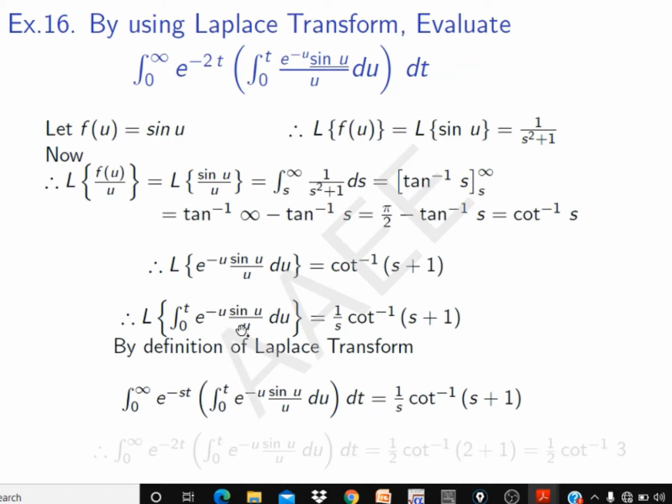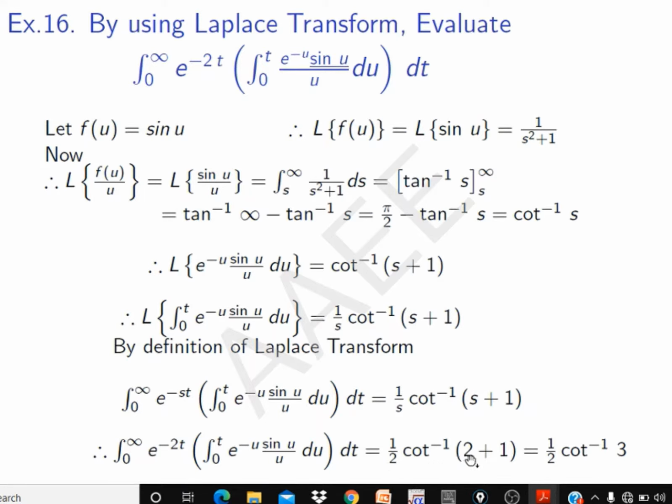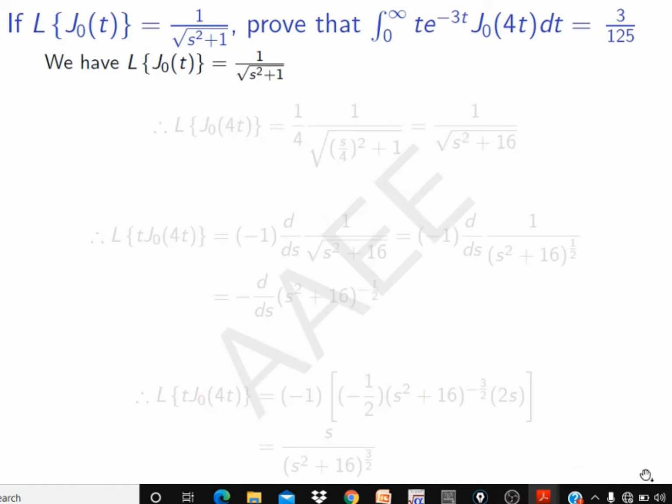But what is this? By definition of Laplace transform, this is nothing but the integral from 0 to infinity of e raised to minus st times the integral from 0 to t of e raised to minus u sine of u upon u du dt, and it is nothing but 1 upon s cot inverse of s plus 1. Replacing s by 2, because we want the value of this integral where s equals 2, that will be 1 by 2 cot inverse of 2 plus 1, that is 3, so 1 by 2 cot inverse of 3. It is the required answer. Next sum.